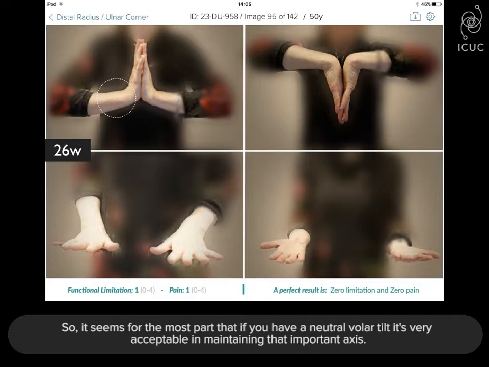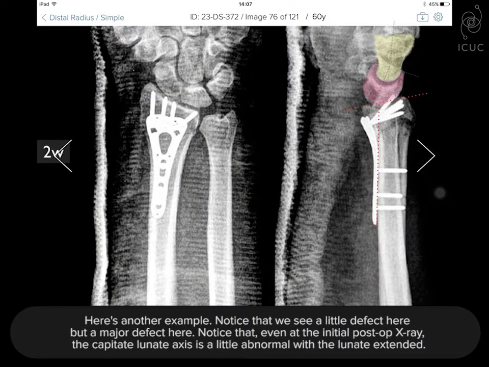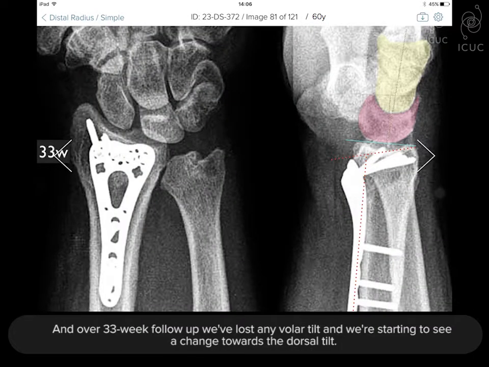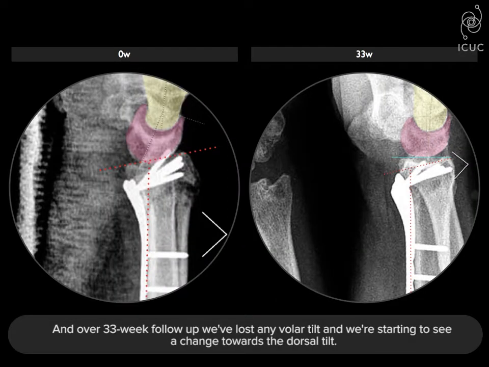And that's the point about the relationship of the capitate lunate axis to the end of the radius. So it seems for the most part that if you have a neutral volar tilt, it's very acceptable in maintaining that important axis. Now here's another example. Notice that we see a little defect here, but a major defect here. Notice that even at the initial post-op x-ray the capitate lunate axis is a little abnormal with the lunate extended.